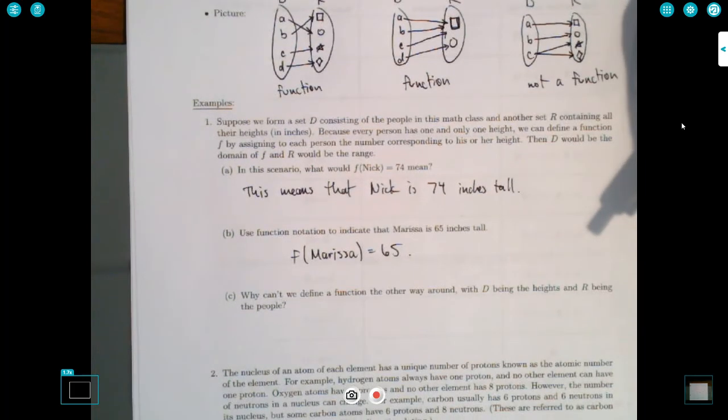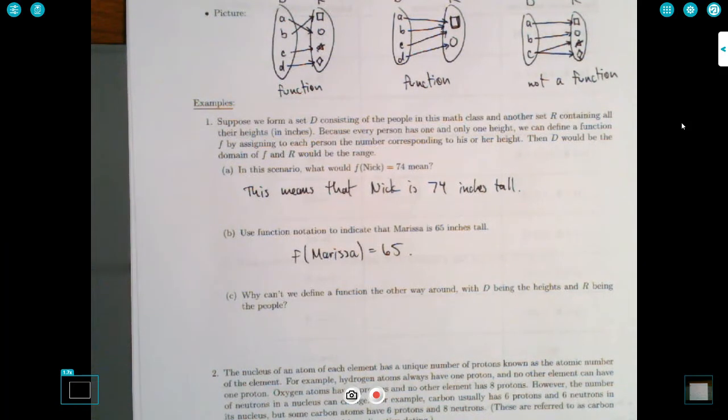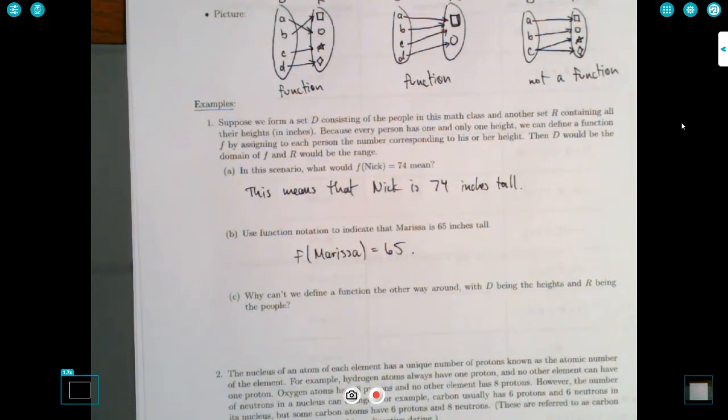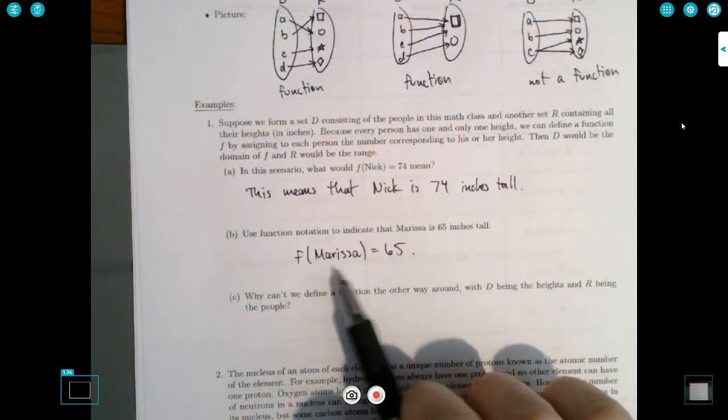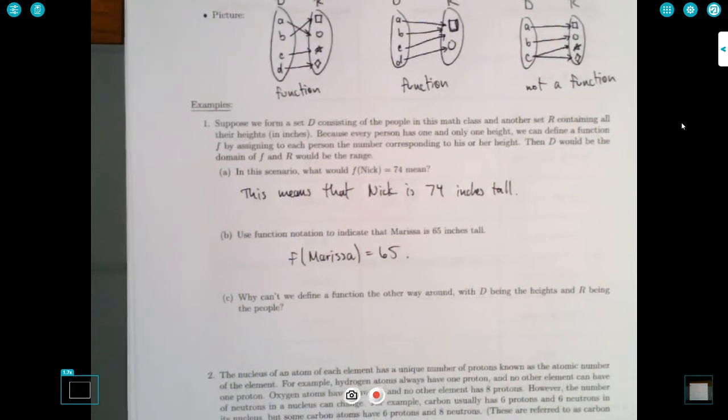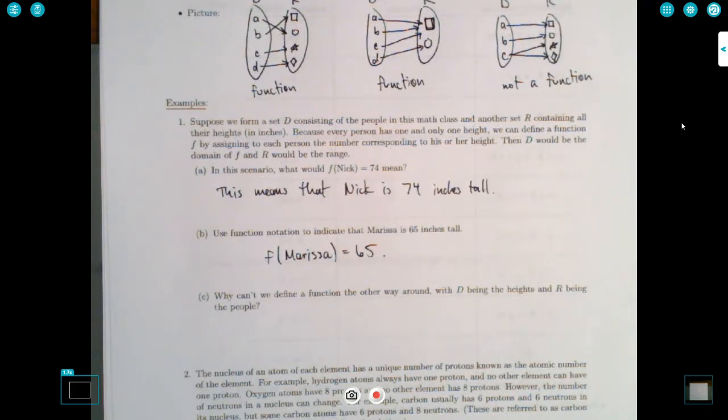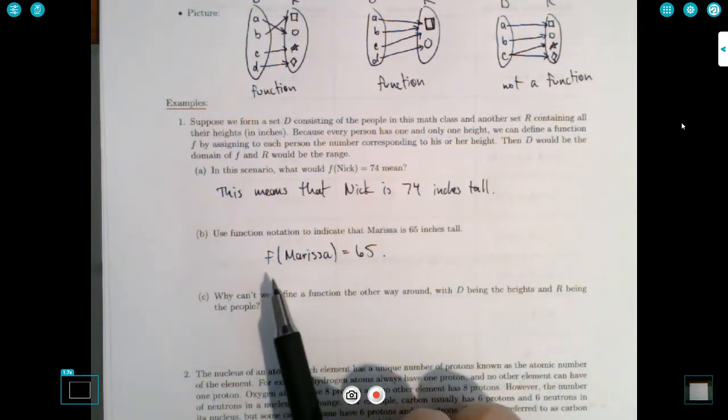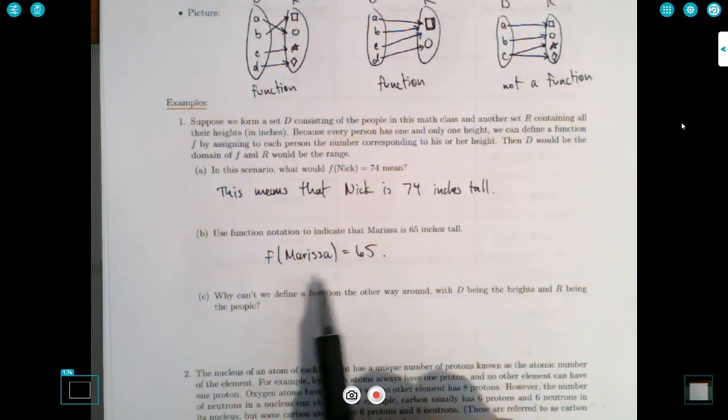Now part C asks an interesting question. Why can't we define a function the other way around, with D being the heights and R being the people? So with the domain being the heights and R being the people. So why couldn't we make a function going that way? Well, the answer is because you could have multiple people with the same height, right? Maybe Marissa is 65 inches and maybe Allison is also 65 inches. These are made up people, by the way. But maybe Marissa is 65 inches and Allison is also 65 inches. So you can have f of Marissa equals 65 and f of Allison equals 65.